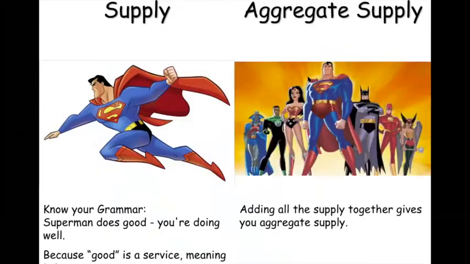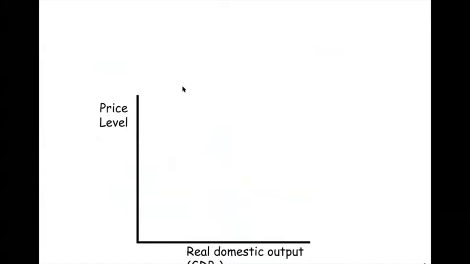The aggregate, just like demand, is everything added together, and that's what we're going to take a look at. So if you look at supply there, I've got Superman, with all the good deeds he does. If we add the whole Justice League together, that would be aggregate supply. And that's what we're going to take a look at and how everything works here.